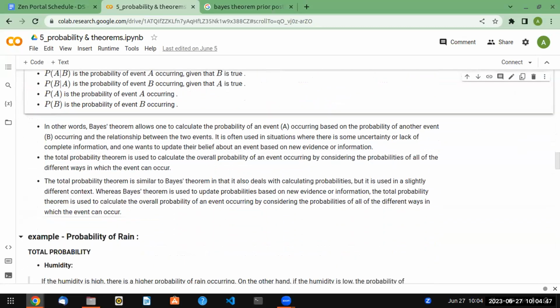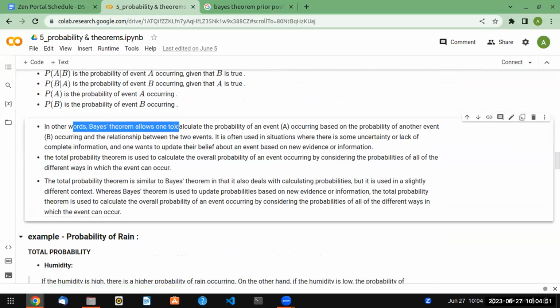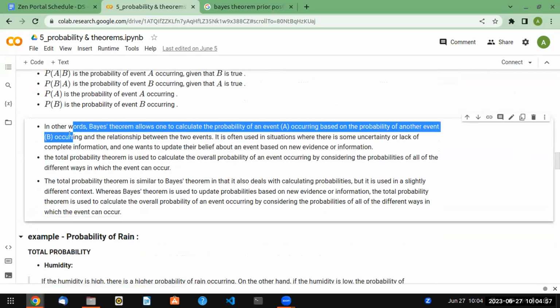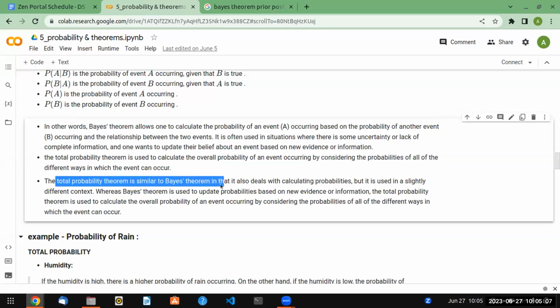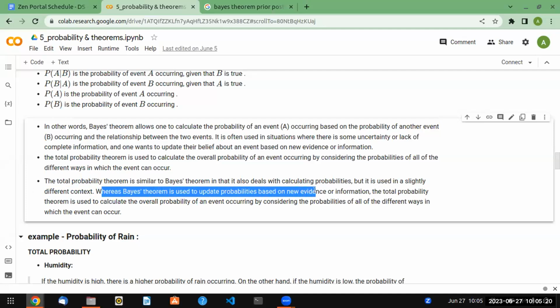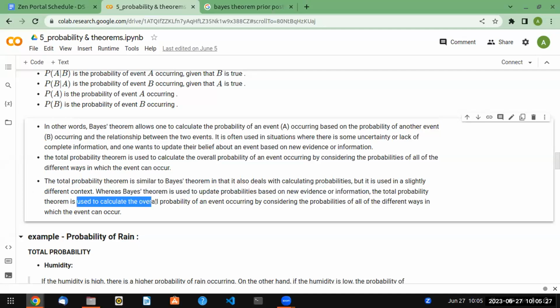Now, in other words, Bayes theorem allows one to calculate the probability of an event A based on the probability of another event B and the relationship between the two events. The total probability theorem is similar to Bayes theorem in that it also deals with calculating probabilities, but it is used in a slightly different context. What is the context? Bayes theorem is used to update probability based on new evidence, that is the right hand side of the pipe. But the total probability theorem is used to calculate the overall probability of an event occurring by summing up the individual probabilities.